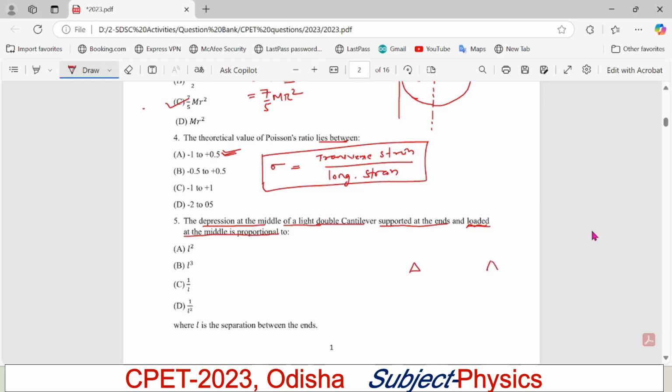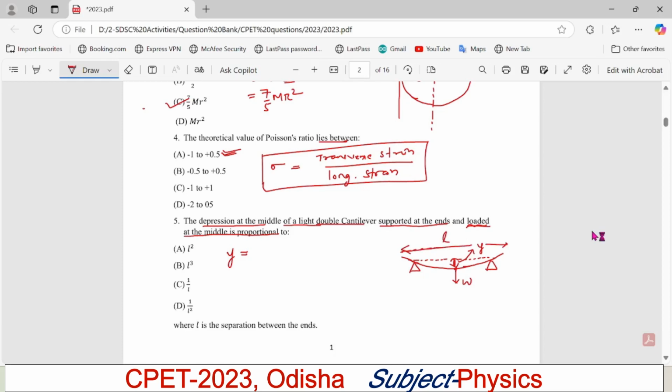Supported by two ends. So if load will be given at the middle, so depression will be at the middle, like this. So load will be given here, suppose W. So it is depressed from its original position by this distance. Okay, so this is the depression. Let it be Y. So for this case, if we derive, suppose this rod's total length is your L.